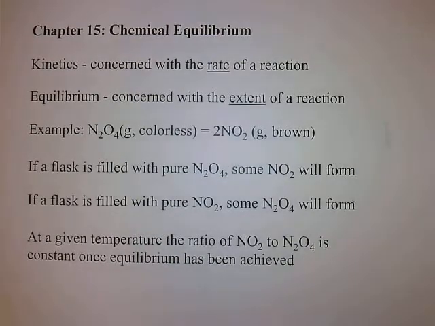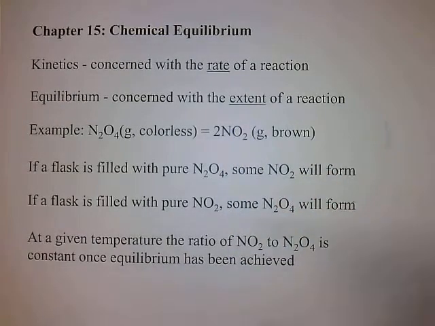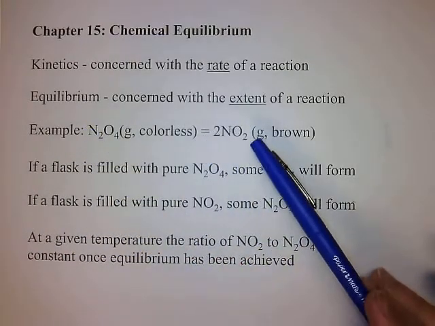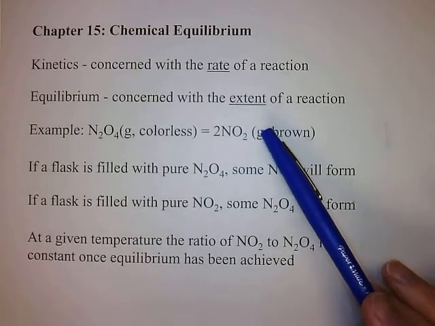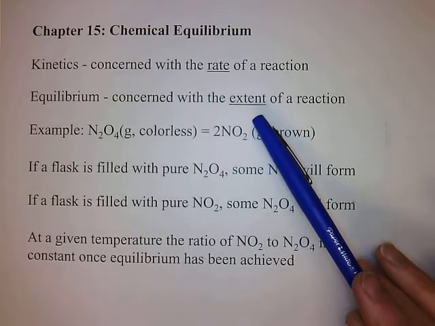So in this video, we're going to start talking about chemical equilibrium, which comes after kinetics. Kinetics is concerned with the rate of a chemical reaction, the factors that influence how fast a reaction goes, the rate law, and so forth. Equilibrium is concerned with the extent of a reaction. In other words, how far does a reaction go?